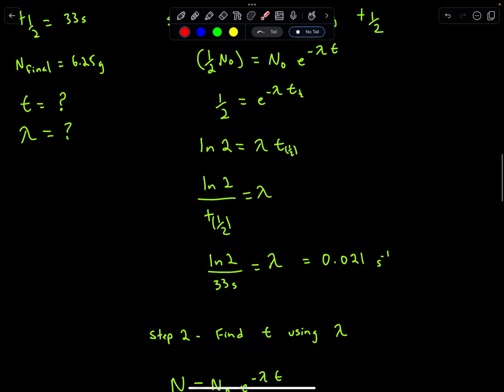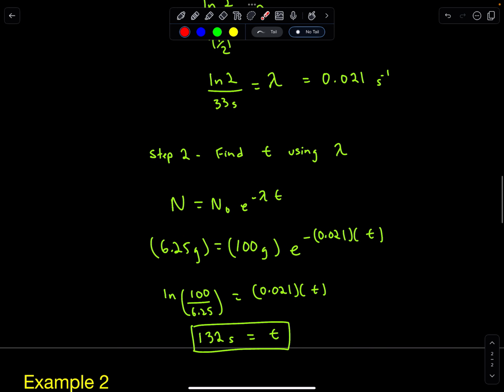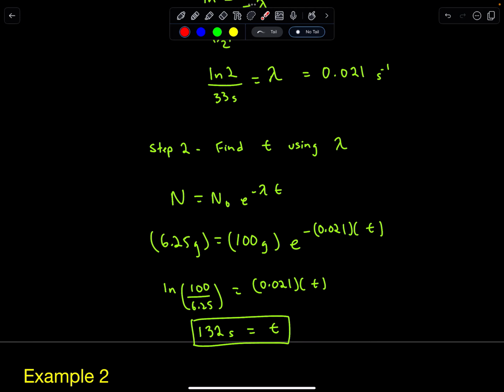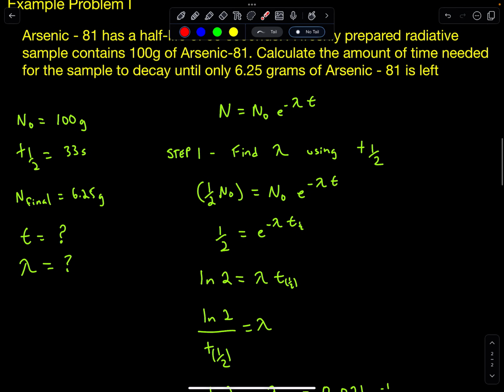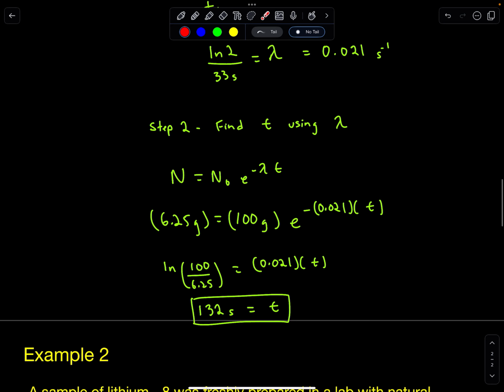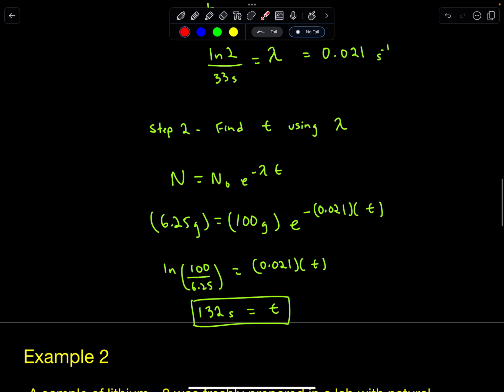Now that I know lambda, I can plug it into the formula. 6.25 grams is what is remaining, and 100 grams is what we started with. I plug these values in, do my algebra, as you can see over here, and that tells me 132 seconds is the time it would take. Now, I could have done this in my head because there's a total of 4 half-lives to get down to 6.25 grams, so 4 times 33 gives the same answer. That's just because I chose something simple, but in the IB they're not going to give you something that is round like that. You'll have to apply this equation.